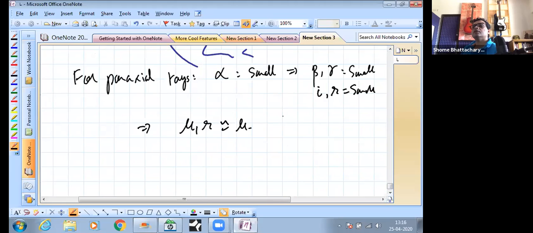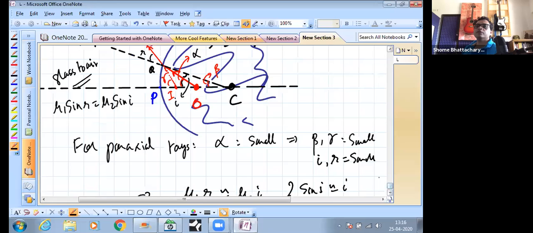mu2 I, because sine I is approximately I and sine r is approximately r. So now from here you realize how to proceed. Next, what we have to do is convert this formula of mu r with respect to I into a formula between alpha, beta and gamma. And later we will convert alpha, beta and gamma into the object distance PO, the image distance PI, and the radius of curvature PC. And then of course we will use Cartesian sign convention.